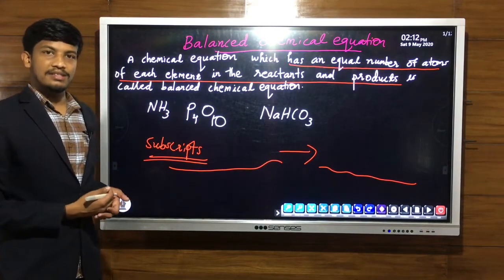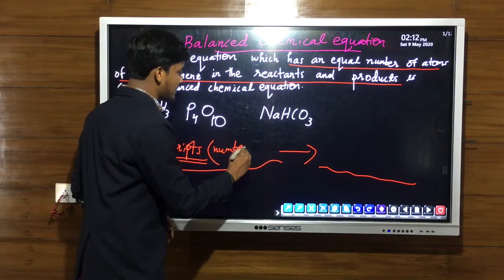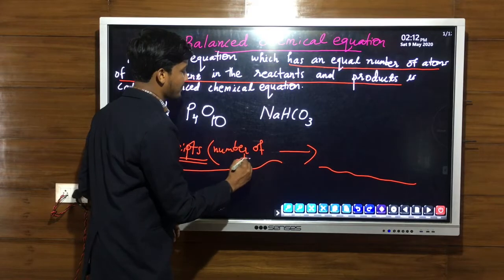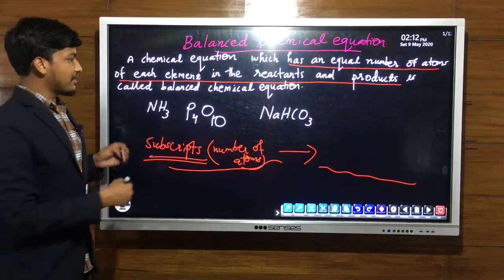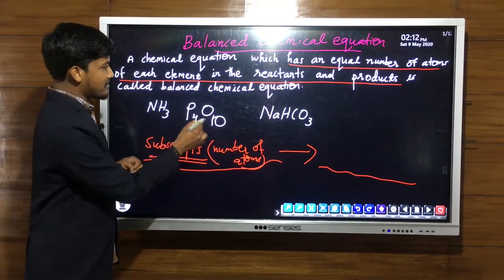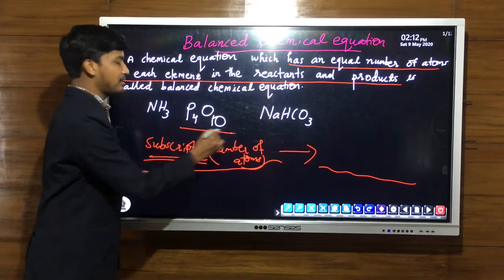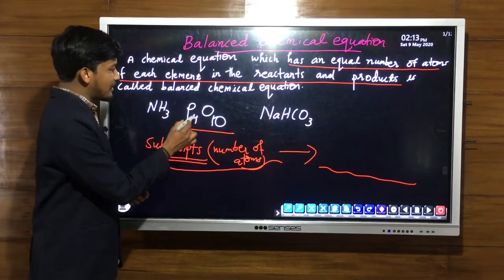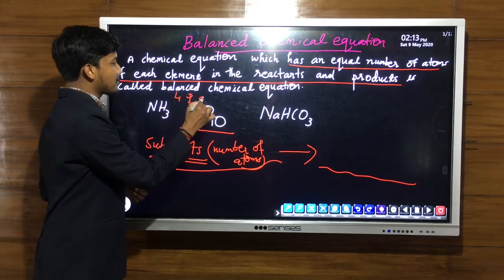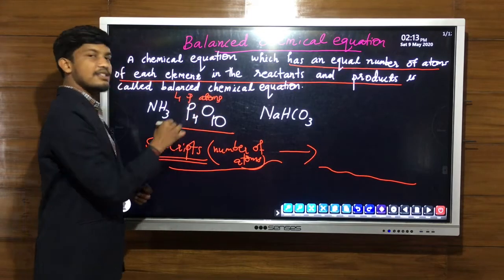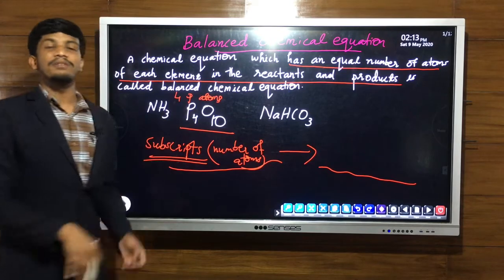What is the significance of subscript? It indicates the number of atoms. The subscript gives the number of atoms. That means from the chemical formula we can get the number of atoms by considering this number, the subscript. For example, in the compound P4O10, with P, the subscript is 4. That means 4 P atoms. What is P? Capital letter P is the symbol of which element? Phosphorus.